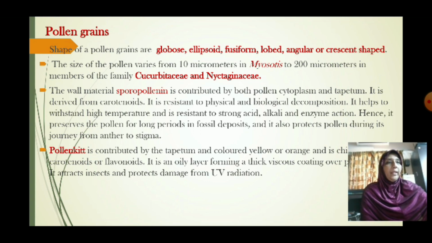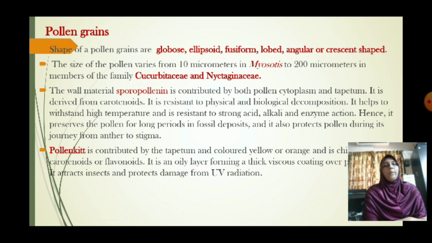The pollen grains have different shapes. They are globose, ellipsoid, fusiform, lobed, angular or crescent. The size of the pollen also varies from 10 micrometers in Myosotis to 200 micrometers in members of the family Cucurbitaceae and Nyctaginaceae. The wall material sporopollenin is contributed by both pollen cytoplasm and tapetum.